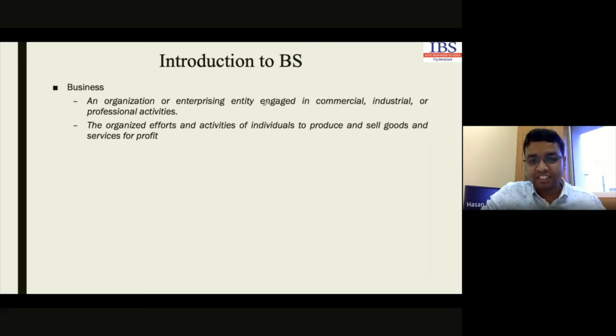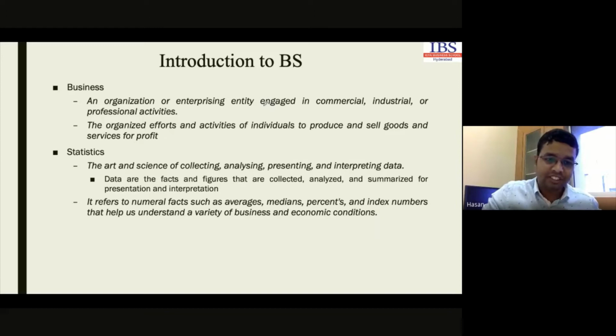On the other hand, what about statistics? Statistics is all about information regarding businesses, right? This is primarily dealing with collecting, analyzing, presenting and interpreting data related to business. Then what do you understand by data? Do you have any idea, anyone? Do you have any idea what is data?